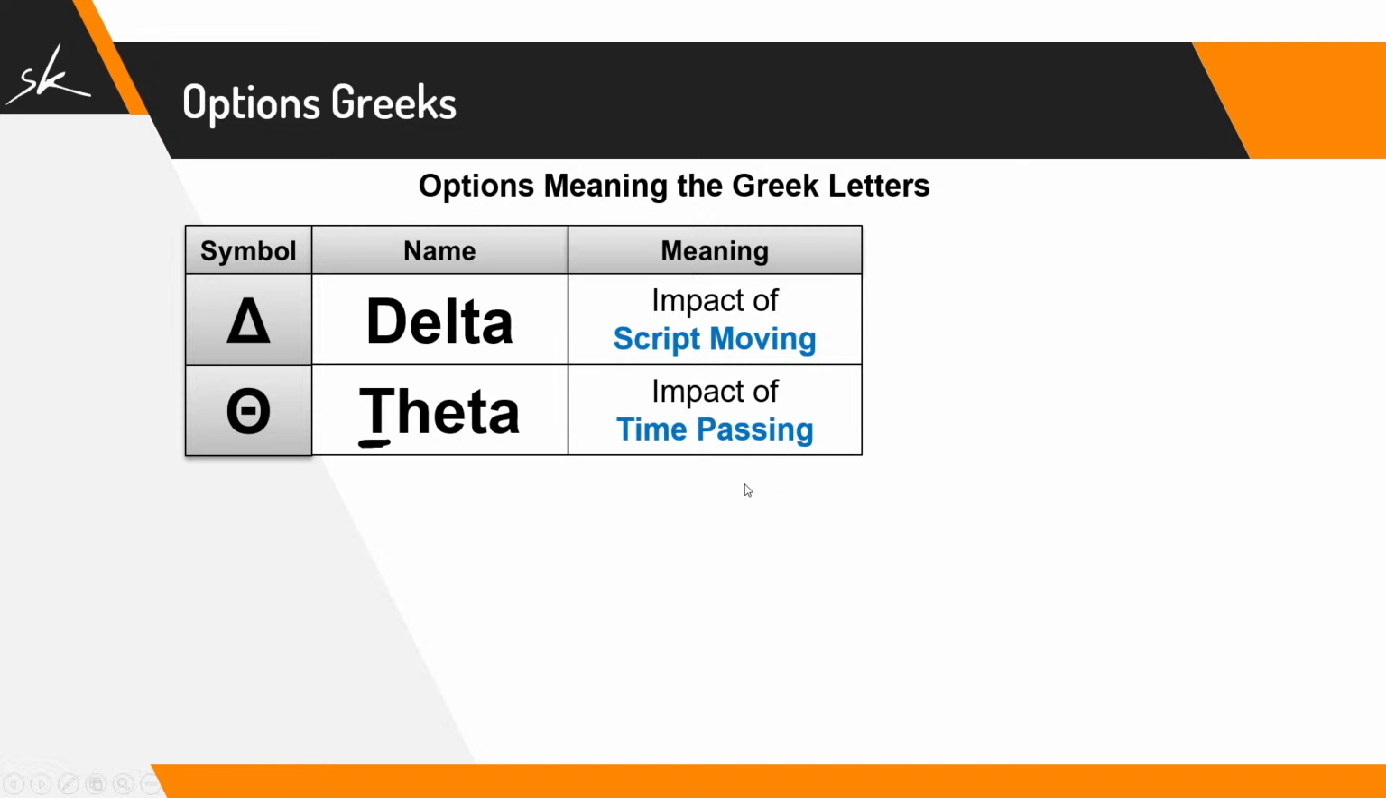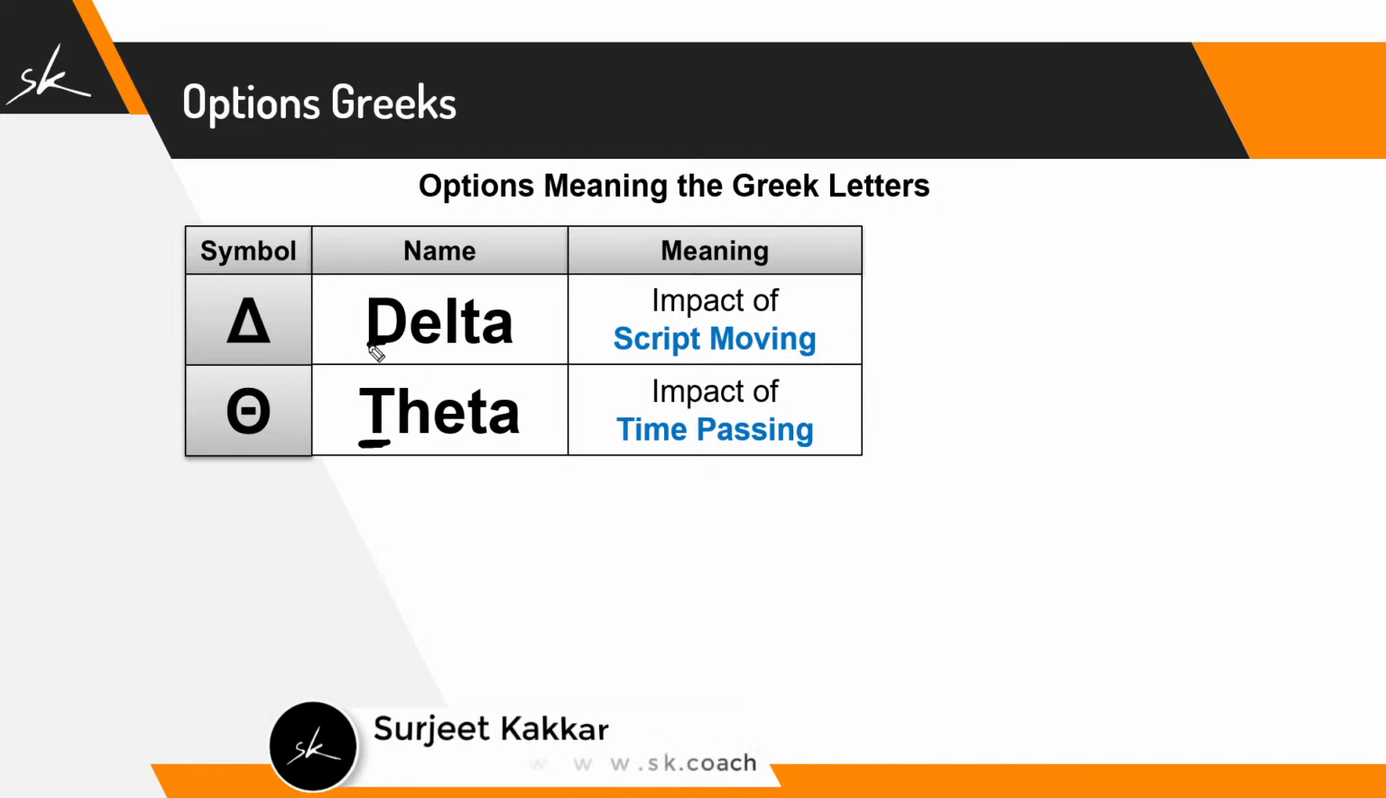Like I told you, options have multiple dimensions. When you're buying options, time is always against you because every 24 hours, 1 day is passing. So how it is going to affect my options position, that is what the theta will tell you. How the movement of that script, whether it is moving up or moving down, will affect my option position, that is what the delta will tell you. So always remember these first alphabets. D is for direction, which is the direction of the underlying. T is for theta, which is basically your time.